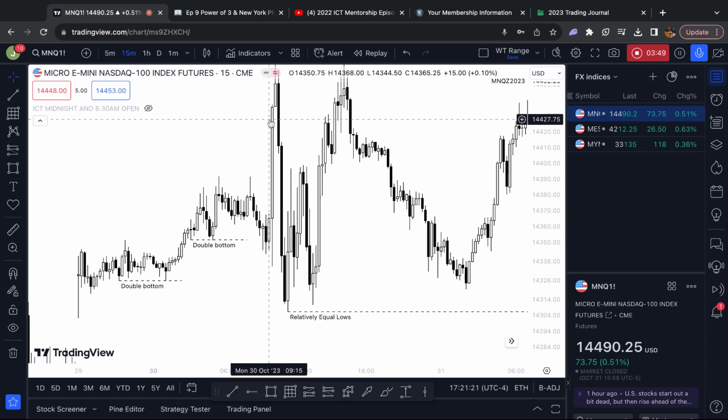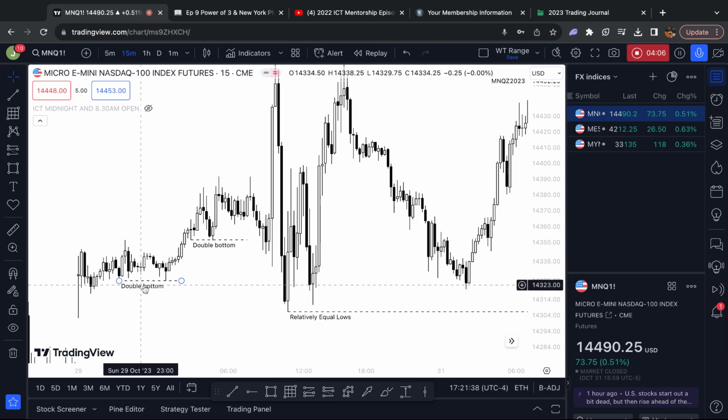But you can always switch. If ICT says enter off the first fair value gap, you may not enter until you see a market structure shift and then a breaker. You know what I'm saying? So make sure to just backtest and see what works for you. But you would have gotten some nice results here.